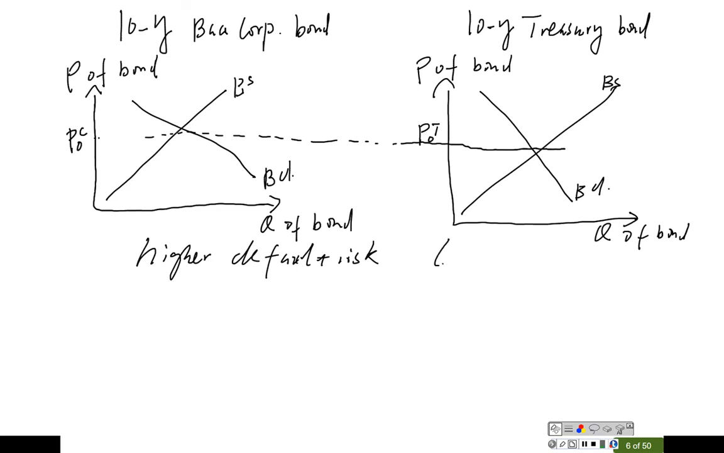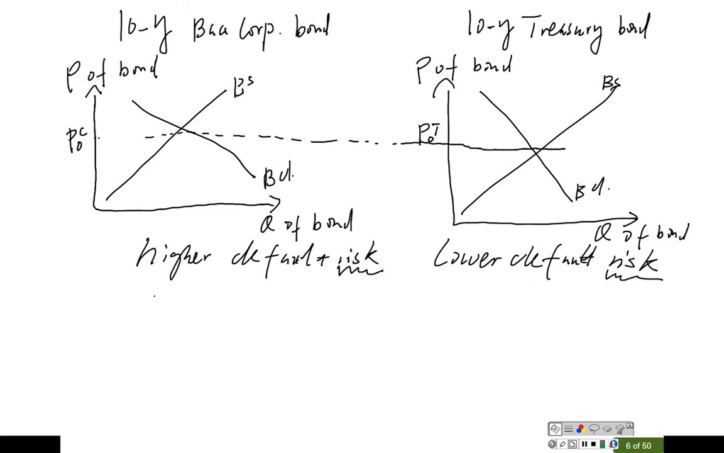As a result, investors will find out the treasury bond has a lower default risk. Once investors find out these two bonds have a different level of default risk, it will affect the investors' demand. Remember, risk is a factor that will affect bond demand from what we learned previously.